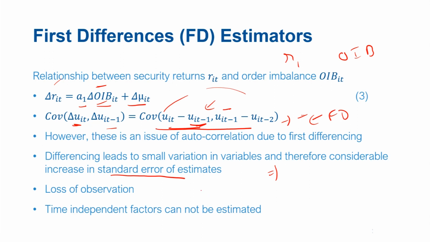Secondly, you also have loss of observations due to differencing. If you have, let's say, for each security, a loss of the first observation at t equal to 1, and therefore if there are n securities, you have a loss of n observations. Also, here I cannot account for time-independent terms. Any term which is time independent will be eliminated in this procedure, like we saw that alpha I and a naught, the constant terms, were eliminated, which were time independent.